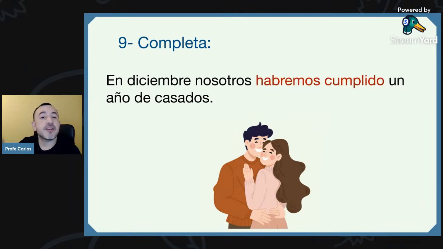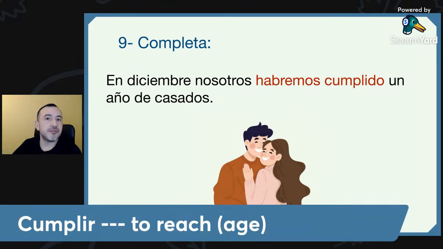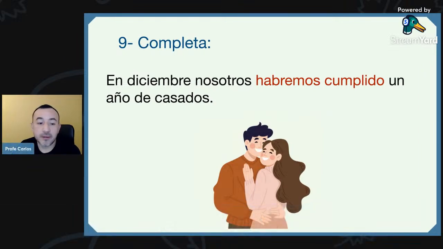Habremos cumplido. Now, that verb cumplir, very important because it's very Spanish. It's like to reach a certain age. So that's why we have it in the word cumpleaños, birthday, and we use it for other stuff such as anniversaries. Cumplimos 3 años de casados, o cumplí 2 años en la compañía trabajando, etcétera, etcétera. So it's a very useful verb. Use it. Let's go to number 10.